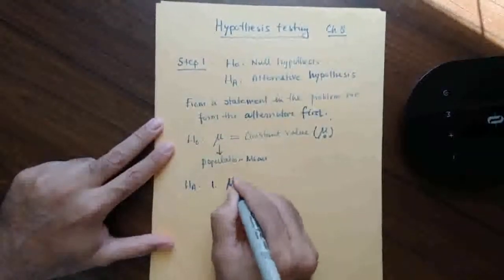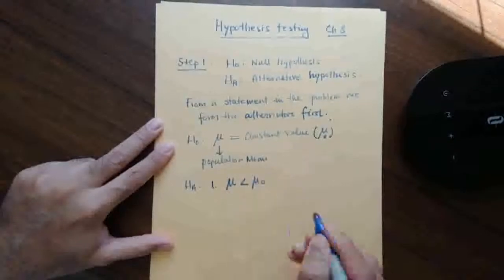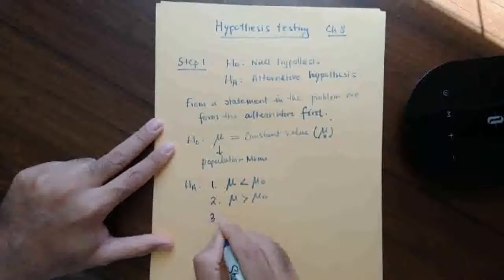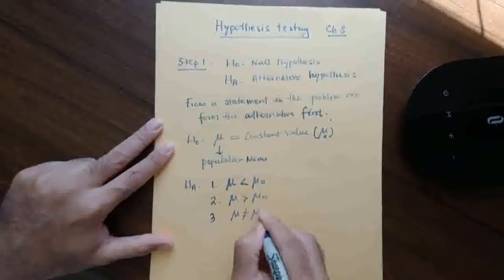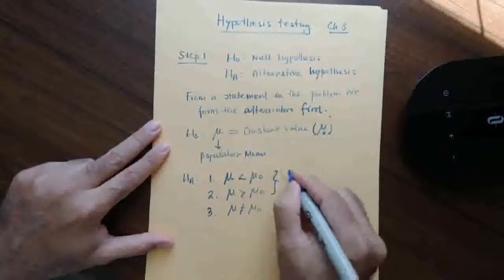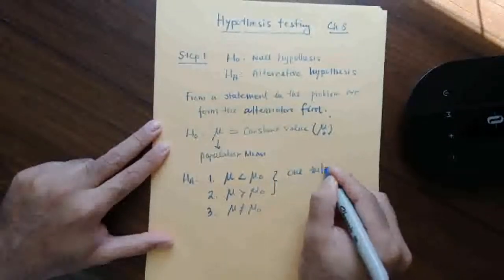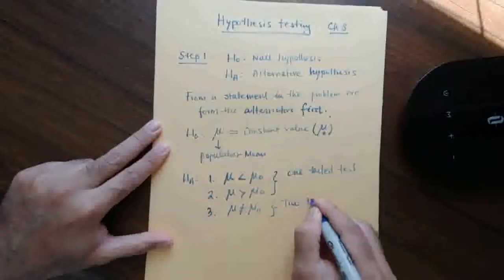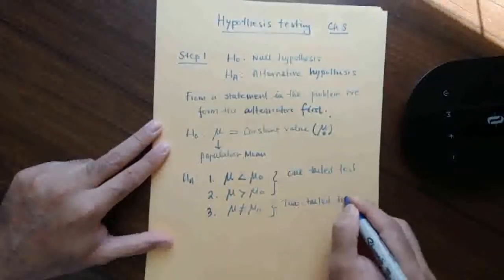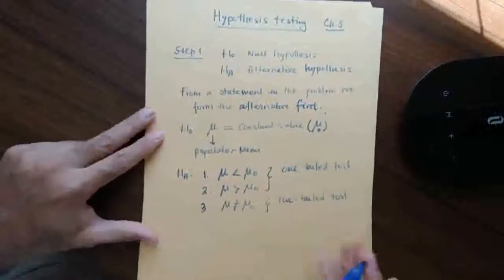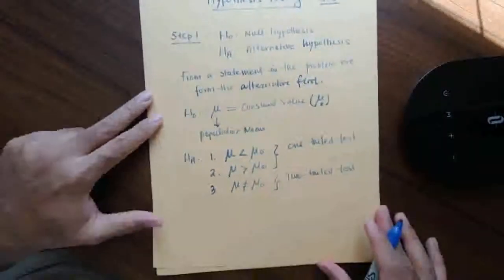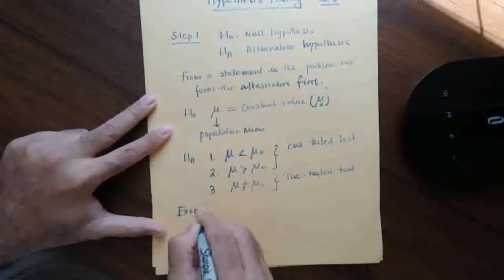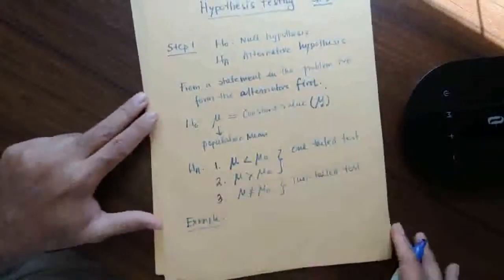Number one is mu less than mu 0. That's a possibility. Mu greater than mu 0. That's the second possibility. And third is mu not equal to mu 0. These two are called one-tailed tests. And the last one is called two-tailed. So it's given in the problem, for example, so one of them will be given to you in the problem.